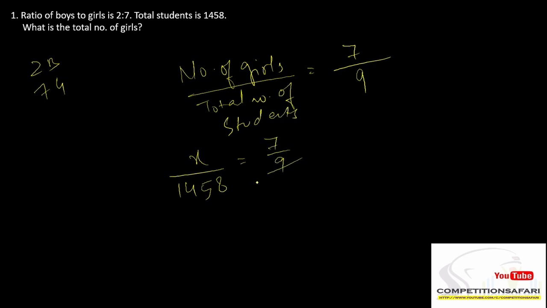We see that it is divisible, 1458 divided by 9 is 162. So the total number of girls will be 7 times 162, which is 1134. So here we are able to find the total number of girls from the whole group.